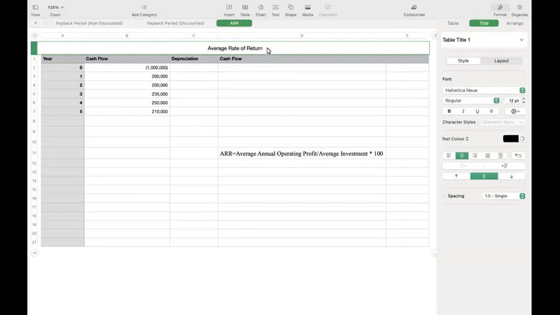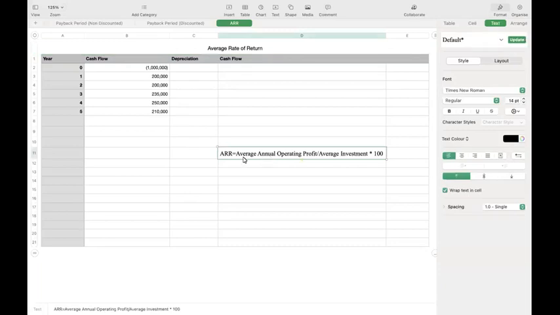The next investment appraisal technique that we shall be discussing is the average rate of return, ARR. ARR equals average annual operating profit divided by the average investment into 100. And why is it into 100? Because we calculate ARR as a percentage.